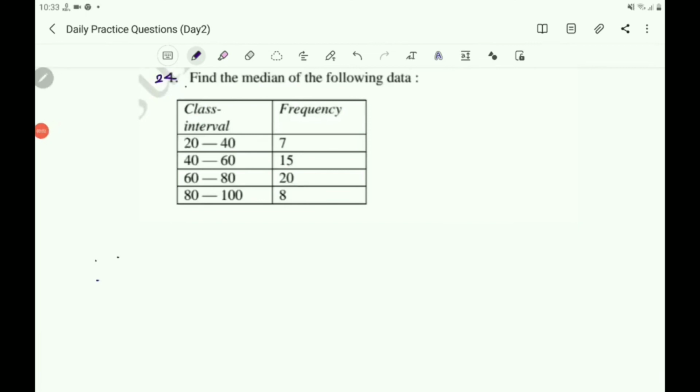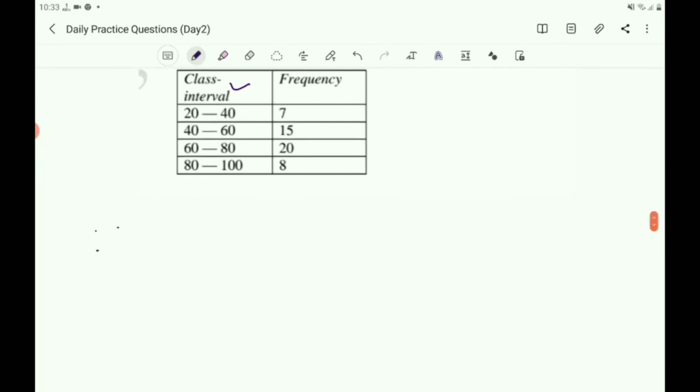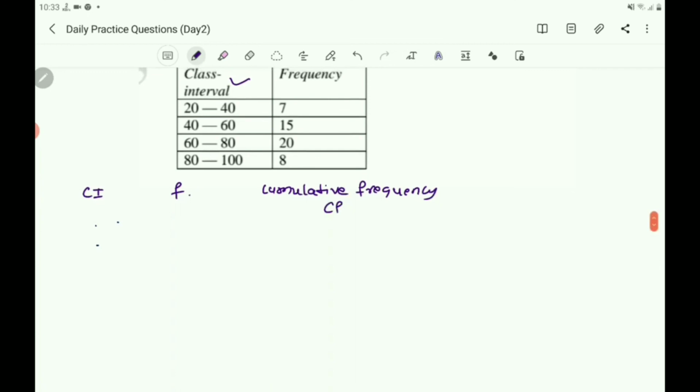Then next question, find the median of the following data. Here class interval and frequency are given. We have to find the median of the following data. So here the third column is needed, that is cumulative frequency. So let us write once again the CI, F and CF. CF is cumulative frequency.